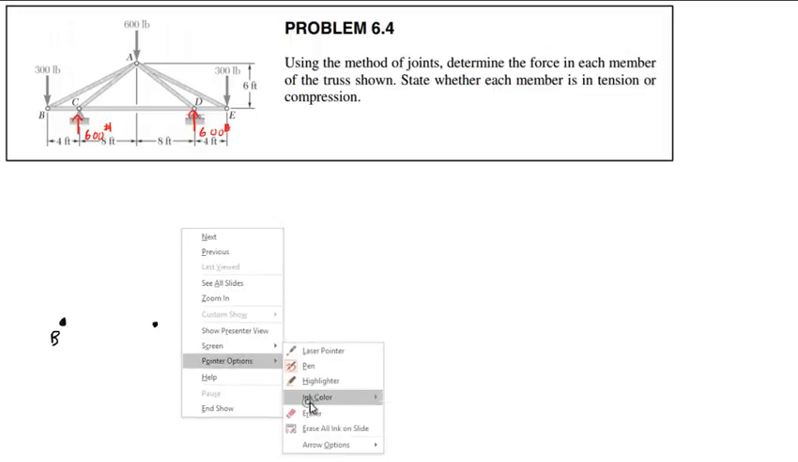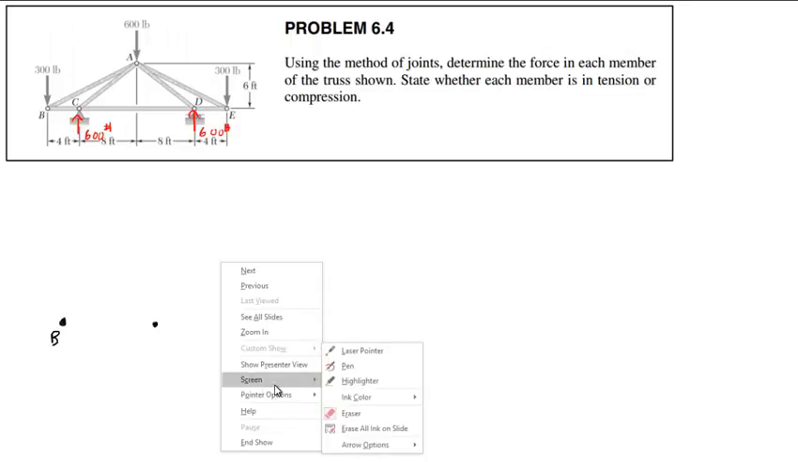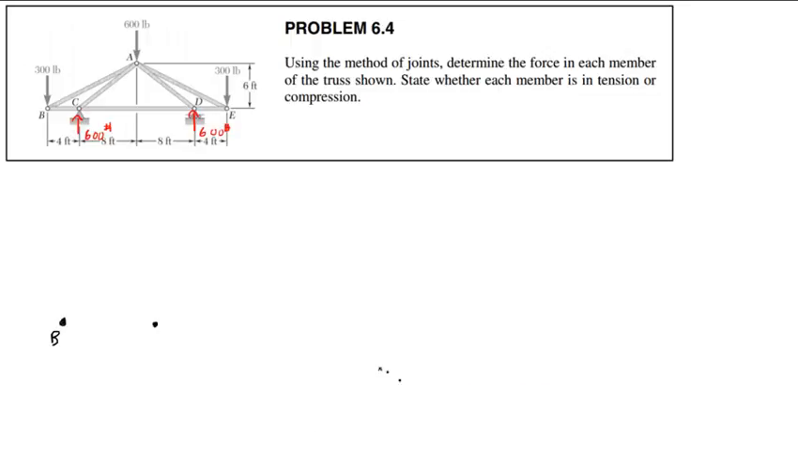Is CE one piece or is that three pieces? No, BE. BE is 3 members. They'll have 3 different forces. The question was, is BE 1 member or 3 members? It's 3 members with 3 different forces. Every time you have a joint, you'll have new forces.